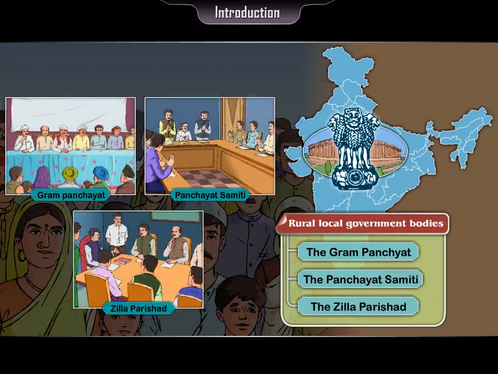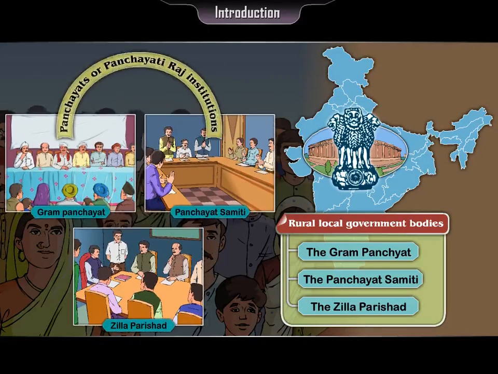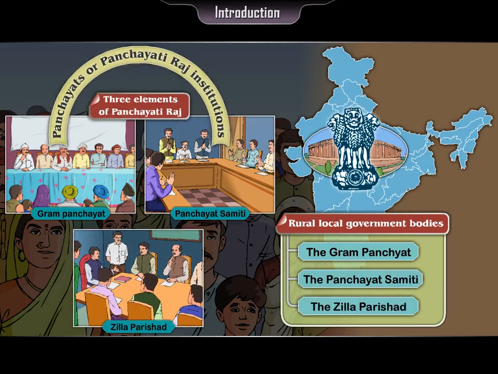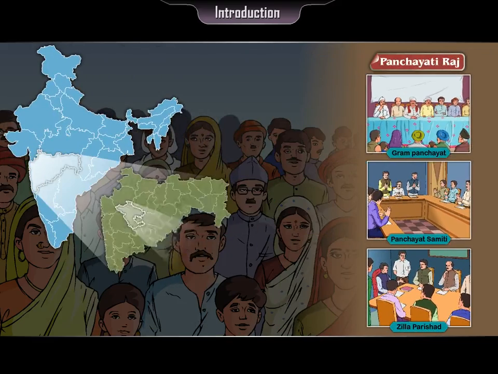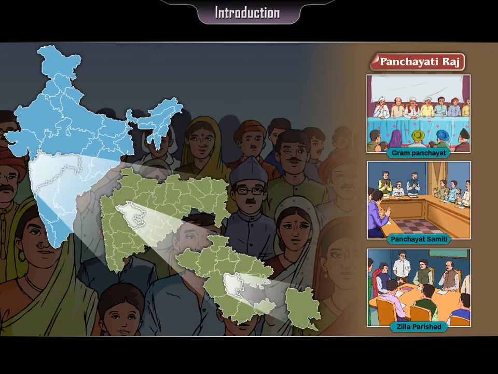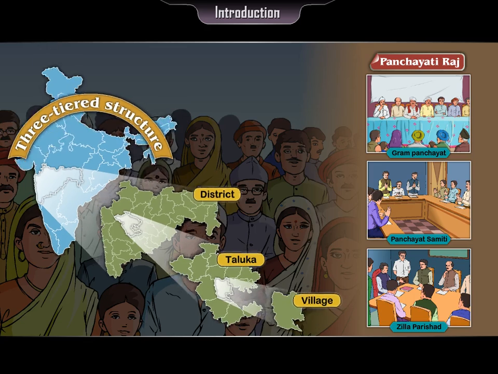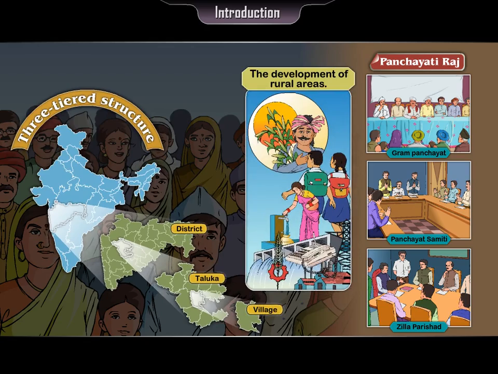These local government bodies are collectively called panchayats or Panchayati Raj institutions. The Gram Panchayat, the Panchayat Samiti, and the Zilla Parishad are the three elements of Panchayati Raj. The Panchayati Raj is a single administrative system functioning in three levels, that is, the village, taluka, and district levels. This arrangement is known as a three-tiered structure. It was created for the development of rural areas.